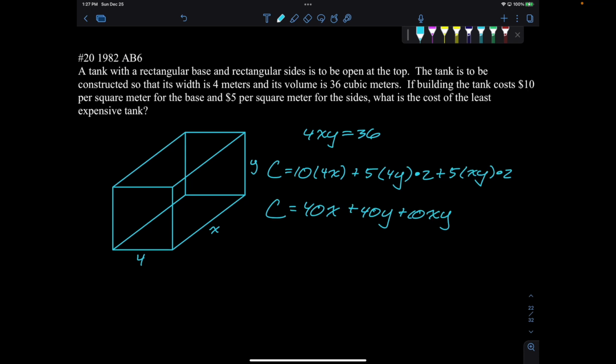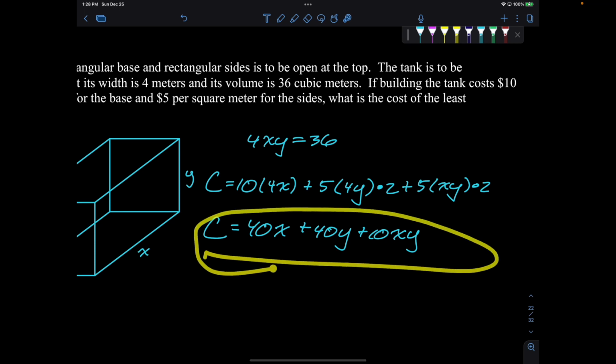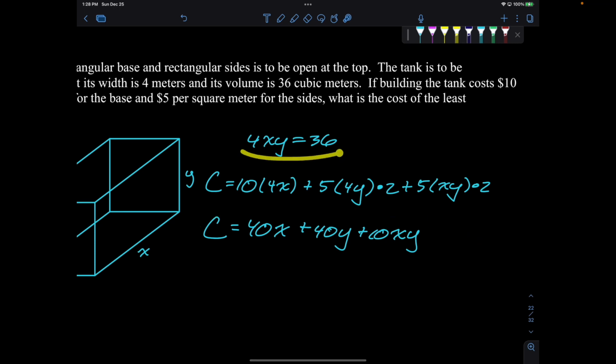Okay, so what do we know? This has too many variables, so our objective now is to get rid of one of the variables, and the way we do that is we use this relationship. So from here, we know that xy is 9, which means that y is 9 over x.